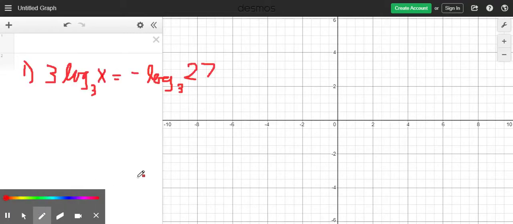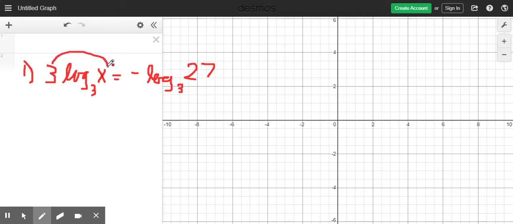All right, to solve this log equation, I want to first of all get both sides as log base 3 of something. So I'm going to use the power rule. I'm going to take the number in front of this log and put it on as the exponent of the argument. Same way on this side. I have an understood 1 here, -1. I'm going to put this on as the exponent of that argument of the 27.